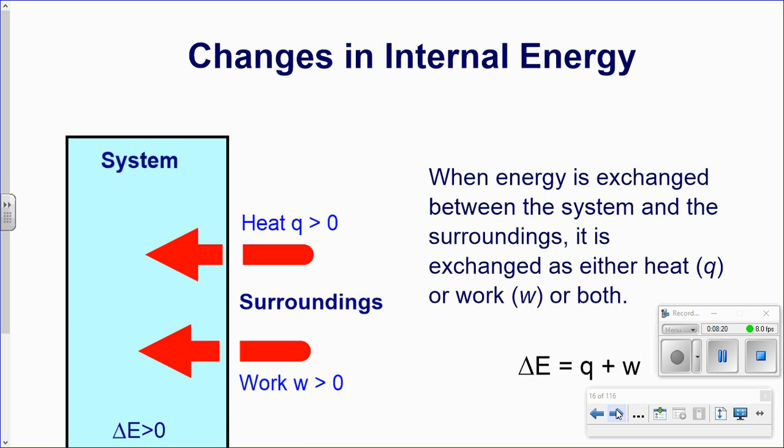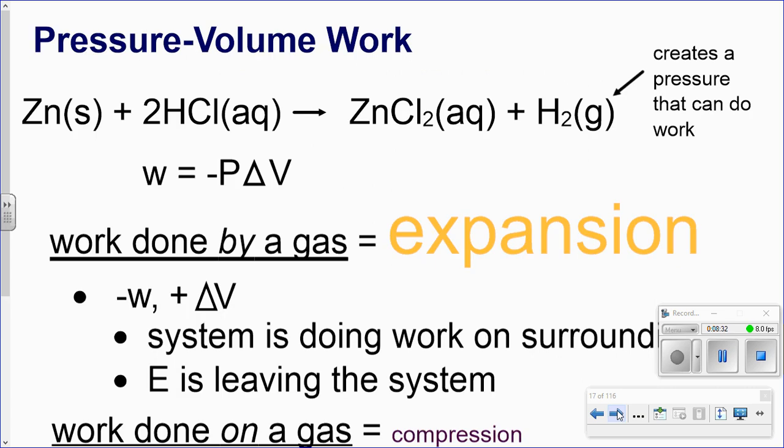So, yeah, that's delta E equals Q plus W again. But again, heat or work or both. For most of the things we will do, it will involve just Q, and more on that later. Okay, so now work. Again, we don't deal with this too much, but I just want you to know.